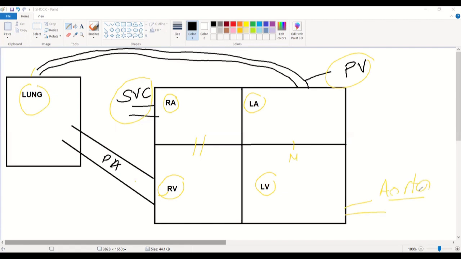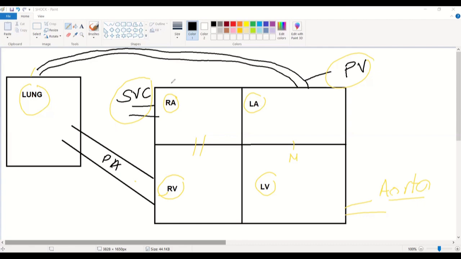Okay, so this is important. The blood that is coming toward the right atrium is the venous return, or simply you can say the preload of the right heart. And the blood that comes to the left atrium through the pulmonary vein is the preload of the left heart, right?